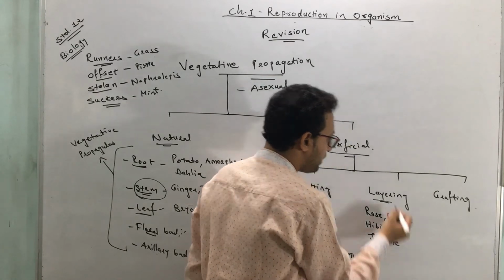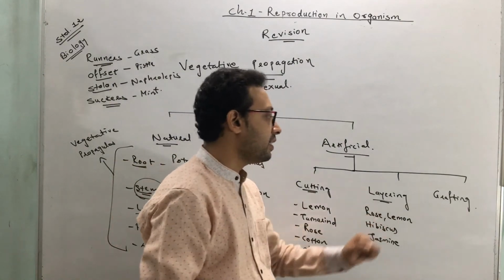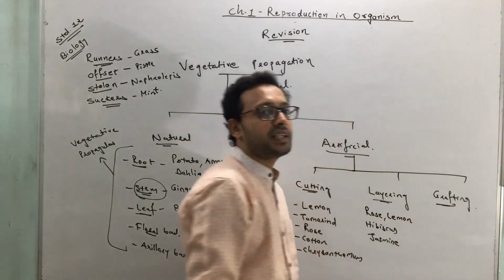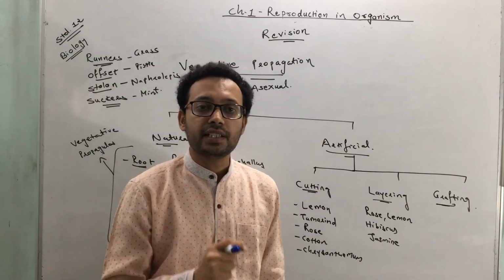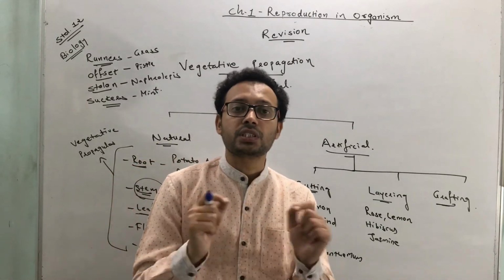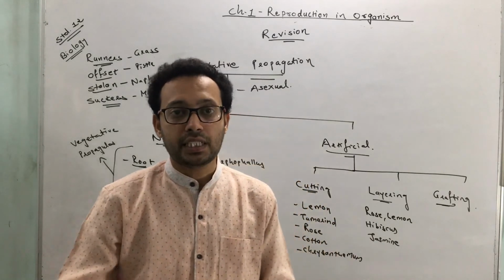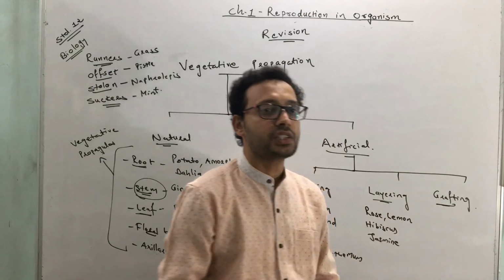These are the few examples in which vegetative propagation can be done by layering or artificially. Next is grafting. This grafting is an artificial method of vegetative propagation, where it is useful in the cases where there is a weak root system of a plant, or there is a difficulty for a plant to establish or make contact with the soil. In those circumstances, grafting is used.